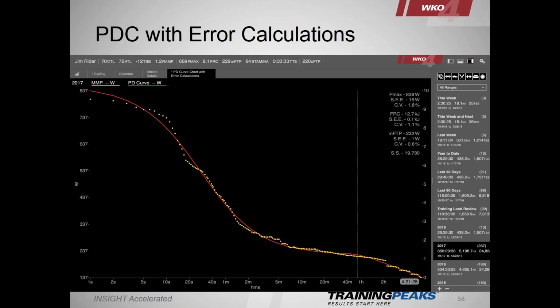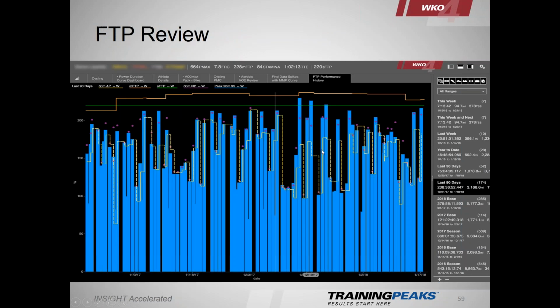Again, you could validate it with error corrections. This is a great chart, the FTP performance history. It's in the power duration curve pack also. Basically it's showing you your peak 20-minute 95%, your peak 60-minute NP, your modeled threshold, your peak 60-minute AP, right? So many people say, no, I know my threshold's higher, and I ask them to post this picture in Facebook, and it only gets posted about half the time, because I think when people look at it, they go, maybe it's not really higher.